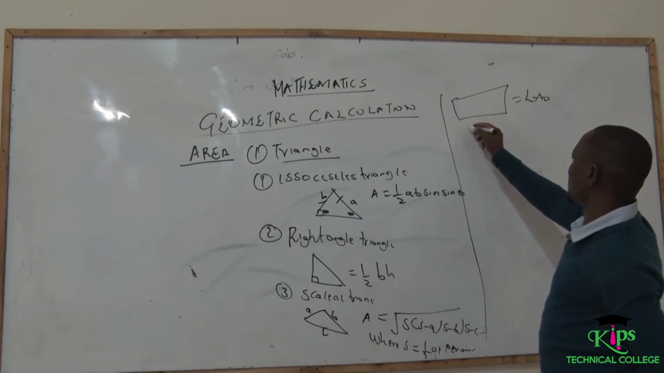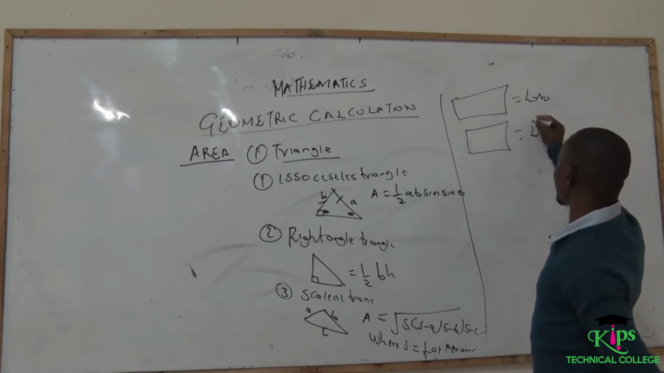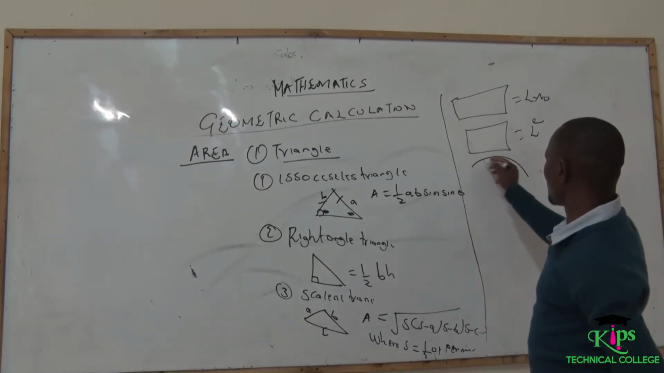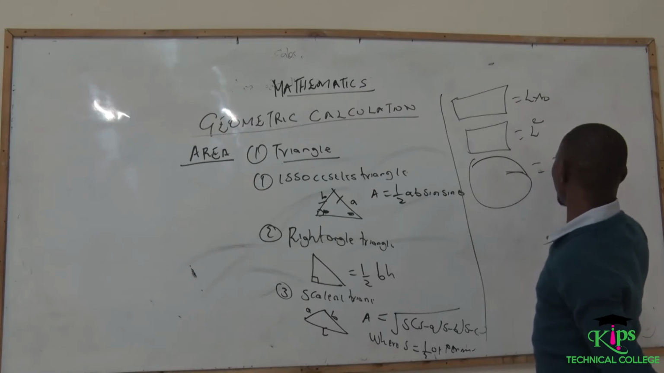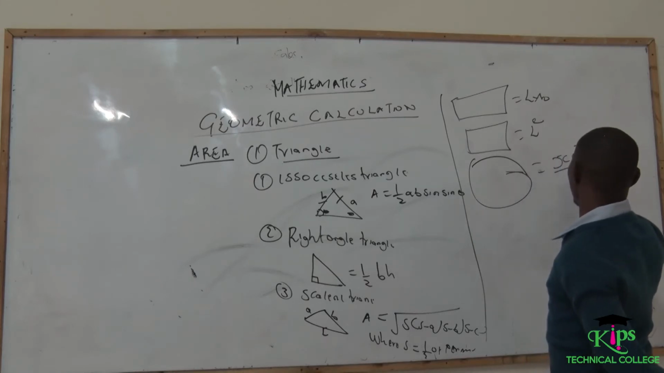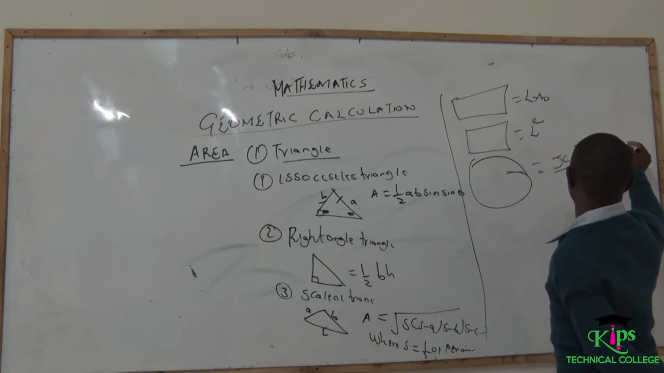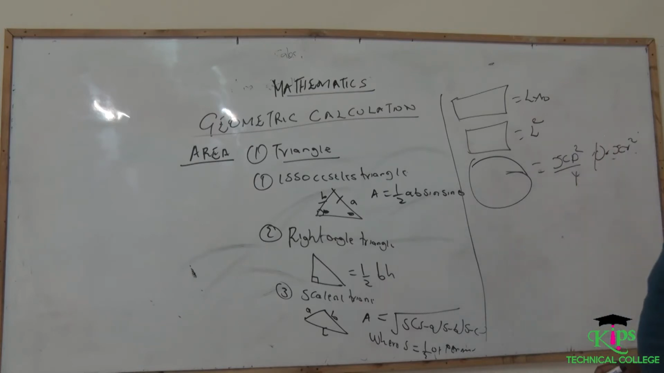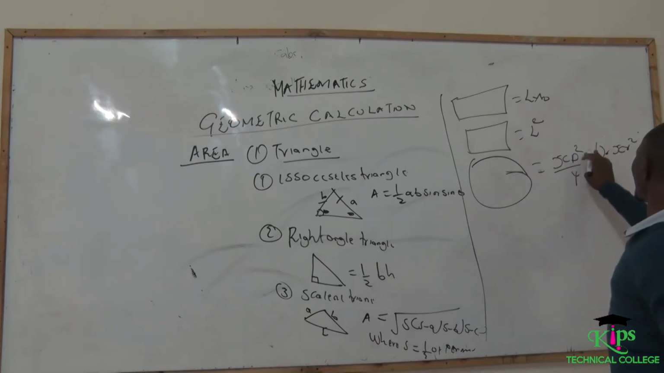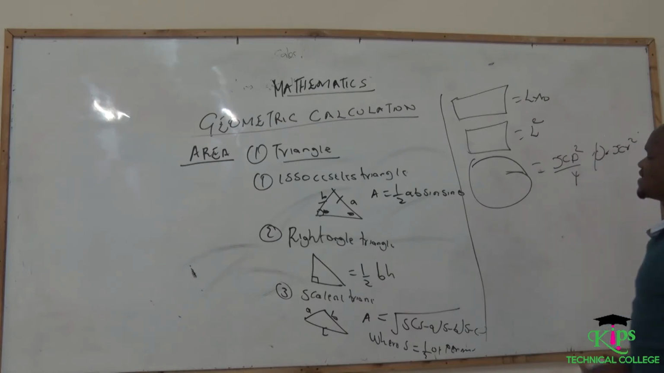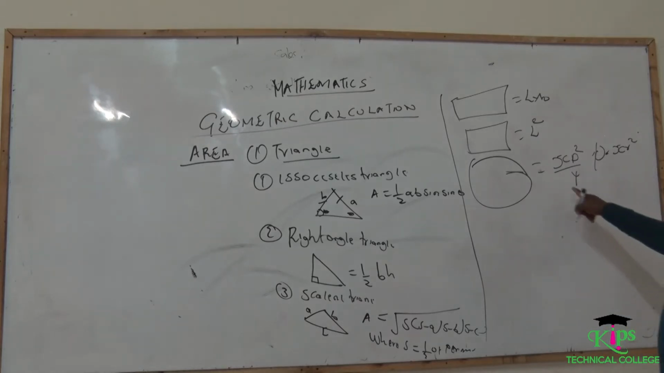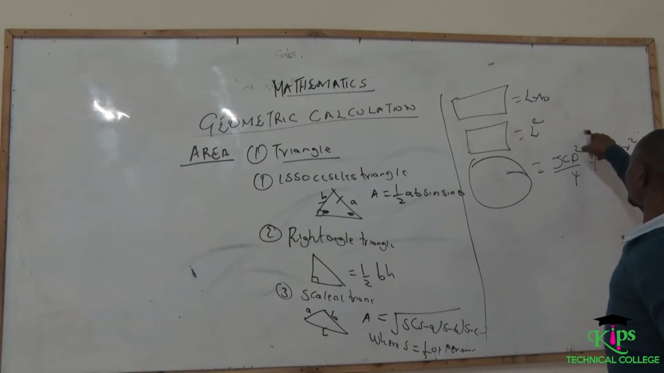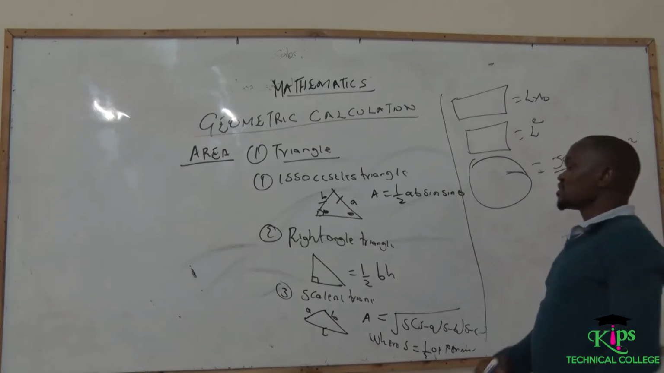We can have the area of a square. This is given as length squared. And then we can have the area of a circle. This we can have as pi d squared over 4, or we can have it as pi r squared. The reason why you have over 4, we know that radius is diameter divided by 2. So meaning that we have diameter divided by 2 squared, that will give us diameter squared over 4, since 2 by 2 is 4.